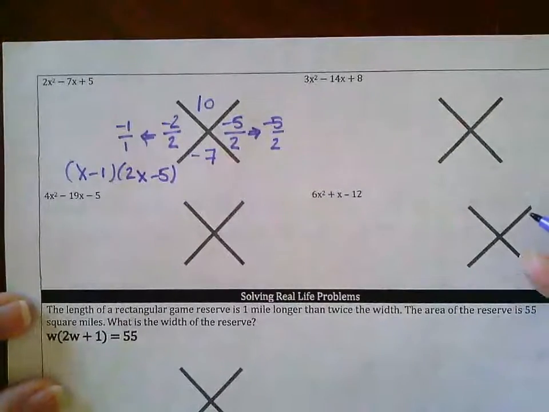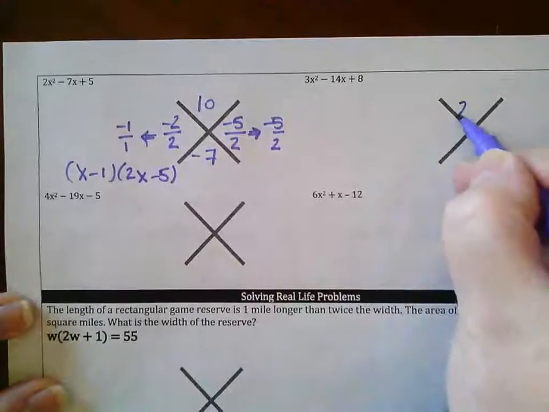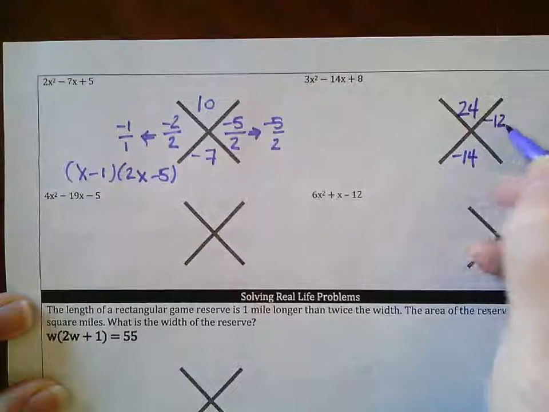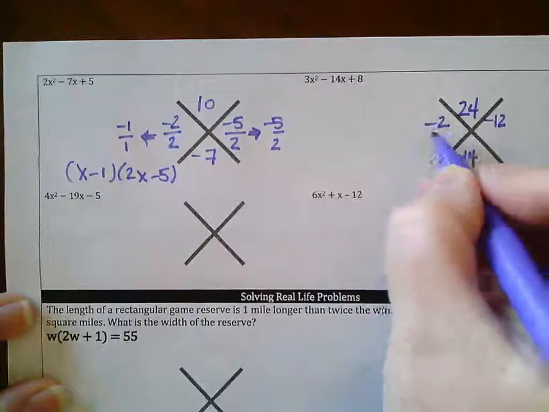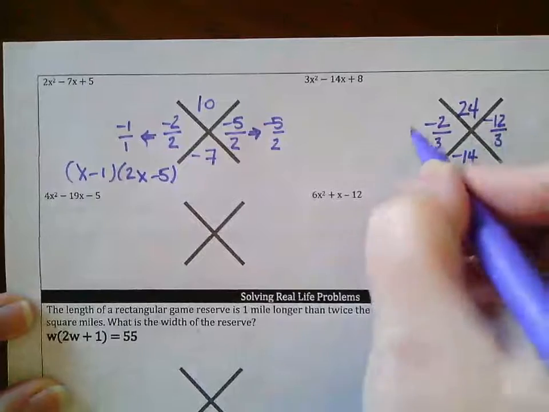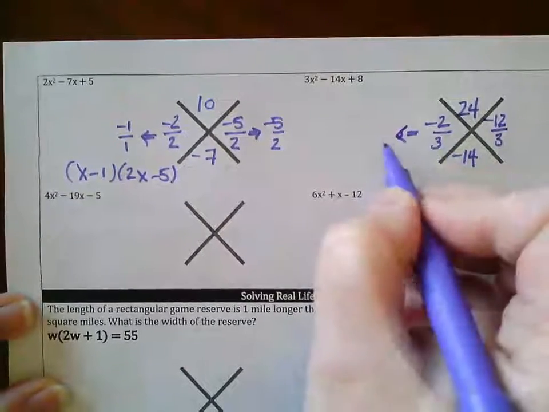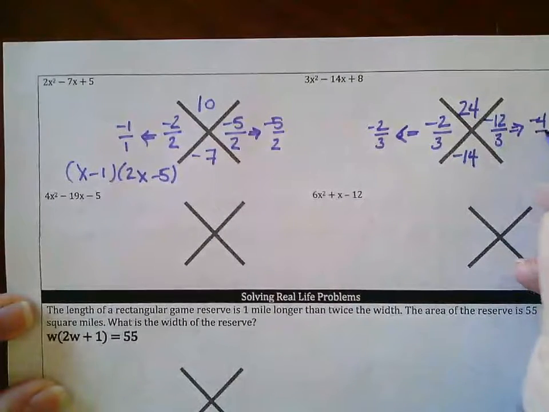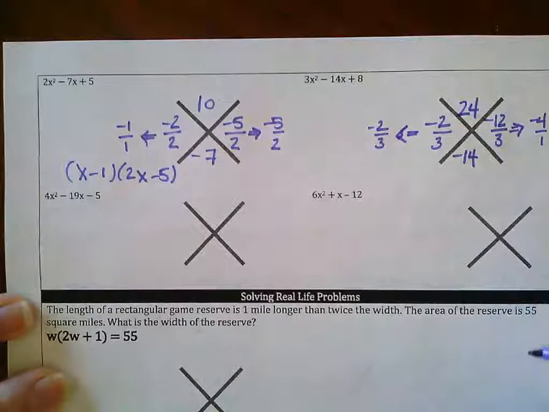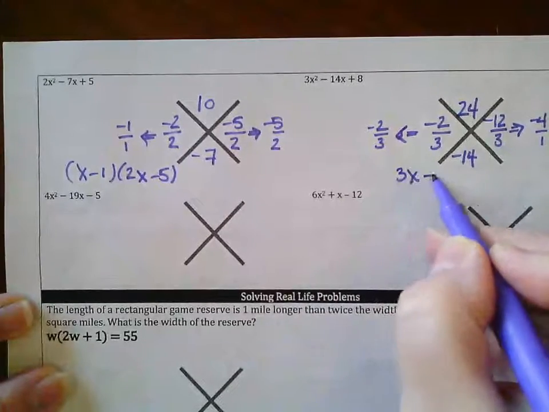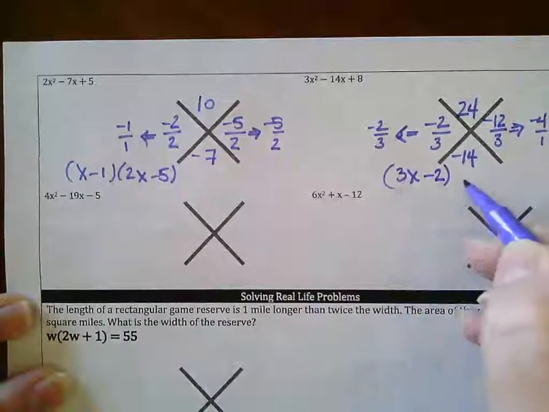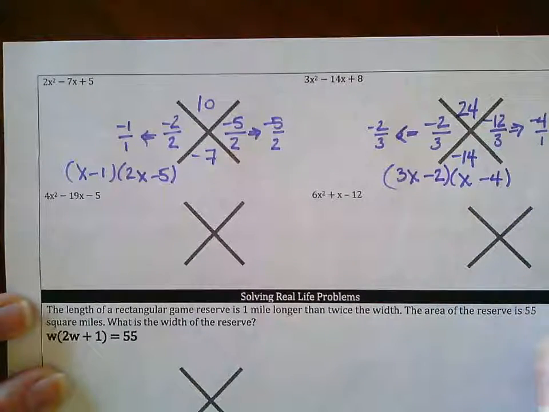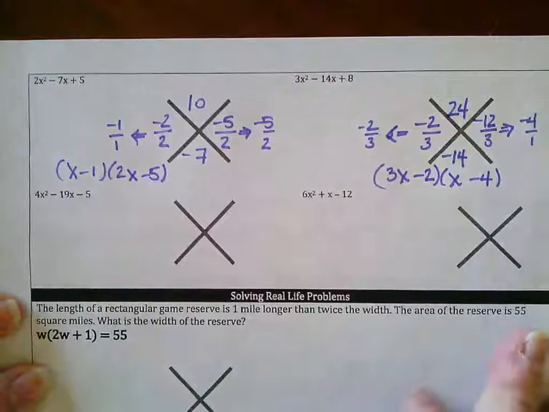On this one, you're going to have 24, -14. So that would be -12, -2. Divide by 3. Oops. So it's -2 thirds and -4 over 1. So that looks like 3x minus 2 and x minus 4. Hopefully you got those right and you've tried them ahead of me.